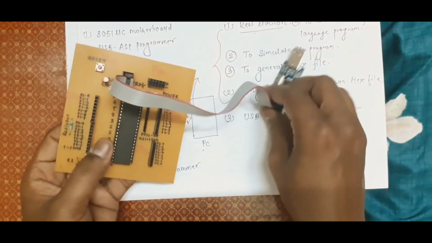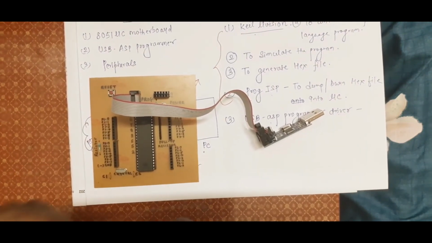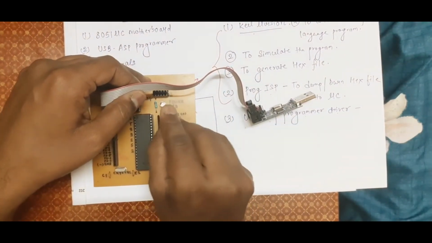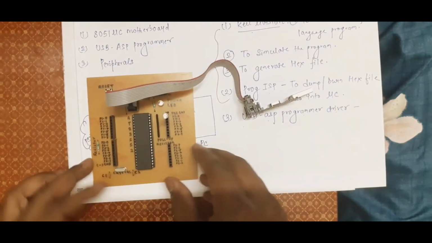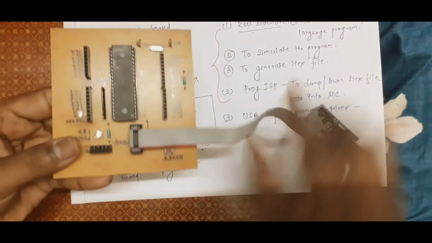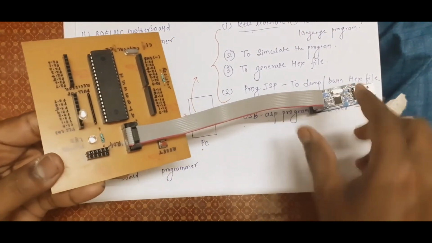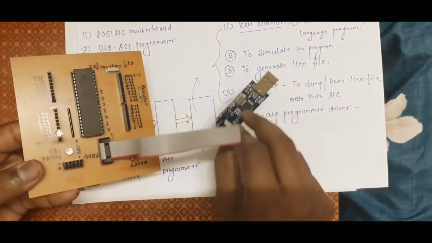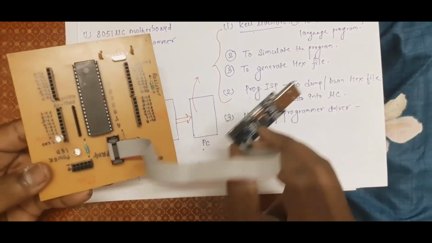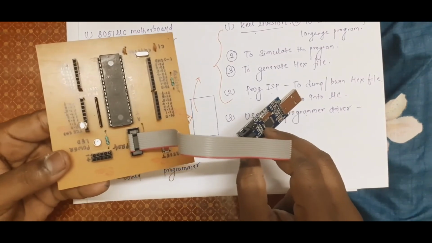Like this. Now let me take one peripheral also. Let's say I am taking one LED. So here I am connecting one LED to the motherboard. So you can see here, a peripheral is connected to the motherboard, which is connected to the programmer, and this programmer will be connected to your computer's USB port. So this kind of arrangement you have to prepare.